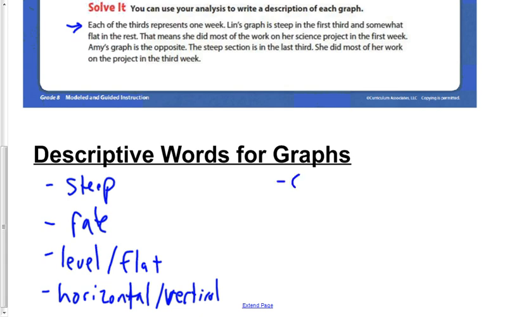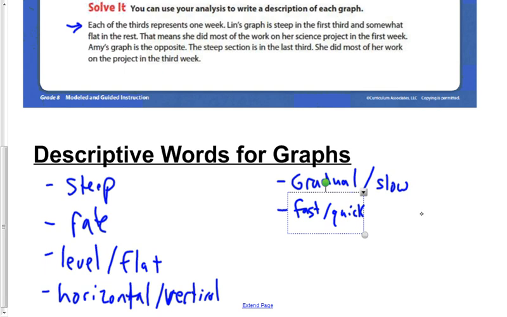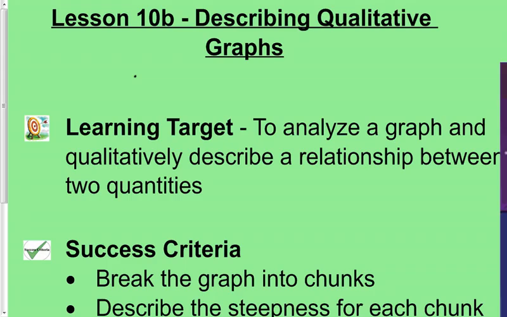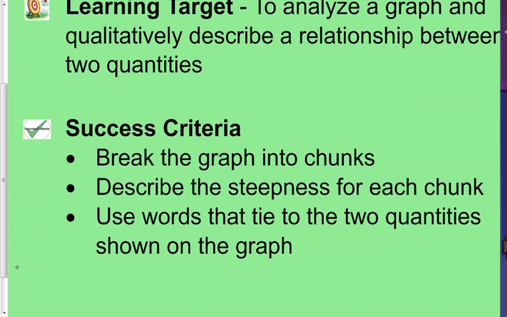Gradual. If it's a gradual increase, that's different than a fast or quick increase or decrease. Fast, quick. Another one for gradual could be slow. But again, we're just trying to find different words that could describe a graph and give us some information about the situation itself. So that's what we're working on here. Again, that goes back to our success criteria of breaking the graph into chunks, describing the steepness or the rate, and then using words to give a description to this situation.